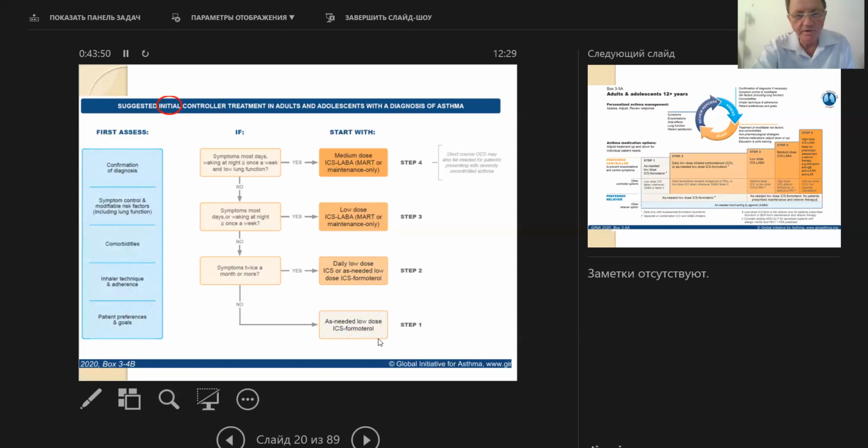And if it's for initial therapy, it's first step, it's first contact with patient. That's why the severity of bronchial asthma can be evaluated according to symptoms. You should ask the patient how many times per day patient has exacerbation of these symptoms, or during night. That's why according to these symptoms, you make a conclusion about severity of bronchial asthma and prescribe initial controller treatment.